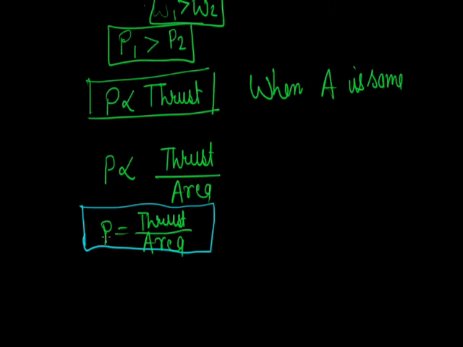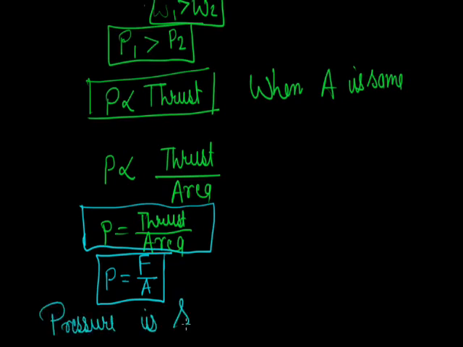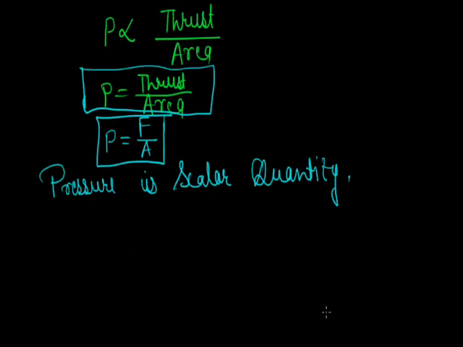Pressure is symbolized by capital P, and in symbolic form we can write P equals F by A. F is force, normal force, means thrust, and pressure is a scalar quantity. Scalar quantities are those quantities that have only magnitude. They do not need any direction. Now, next is unit of pressure.